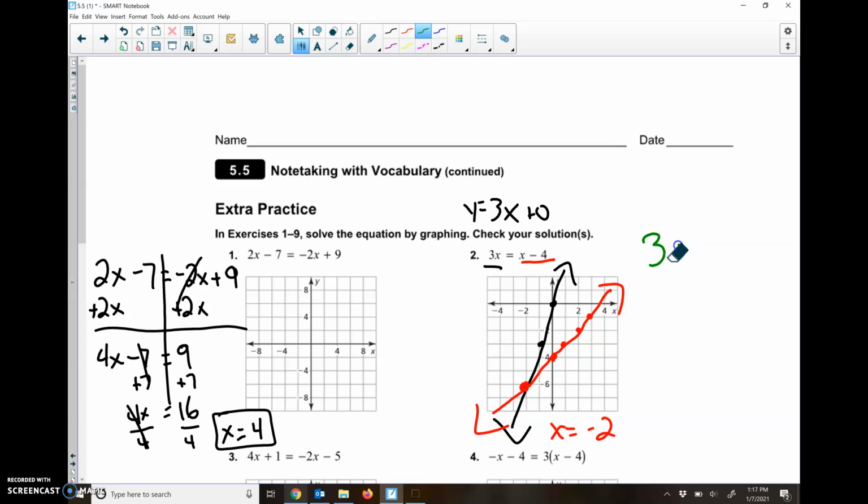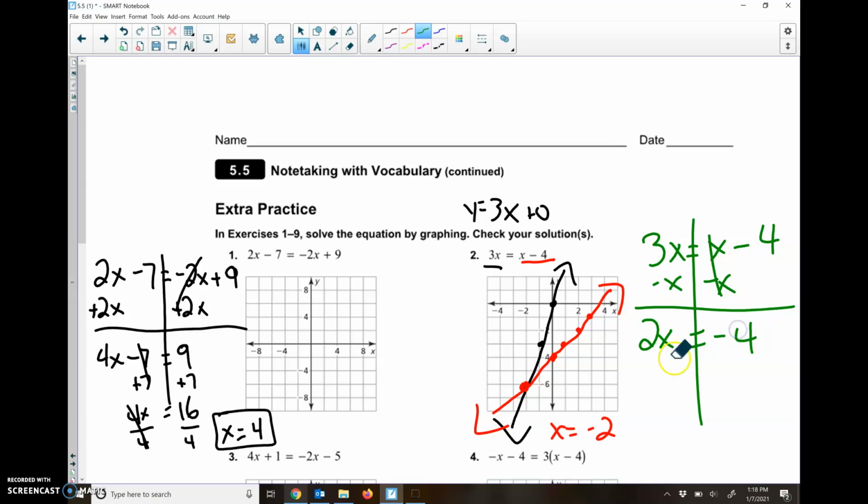Or if I want to do this algebraically, I have 3x equals x minus 4. Same thing as the other problem. I'm going to get my x's together. So I'm going to subtract x from each side. So I have 3x minus x is 2x. That equals negative 4. Divide each side by 2. And negative 4 divided by 2 is negative 2. So there's my two ways, in either green where I'm solving it using algebra, or in red and black where I'm solving it with graphing.